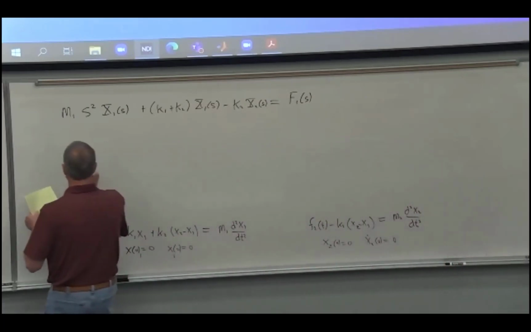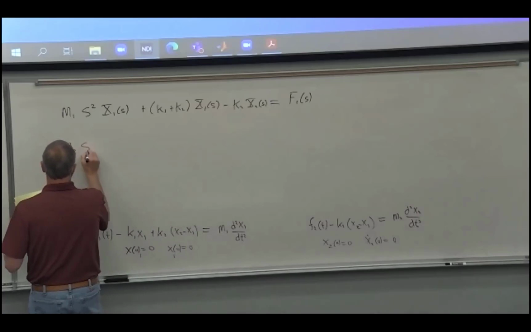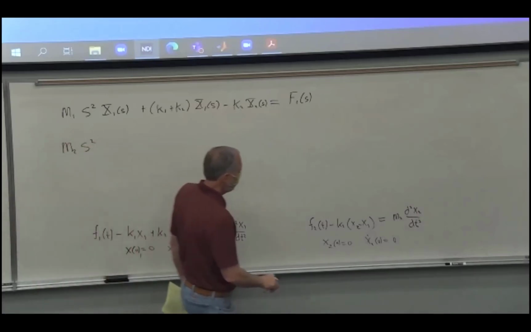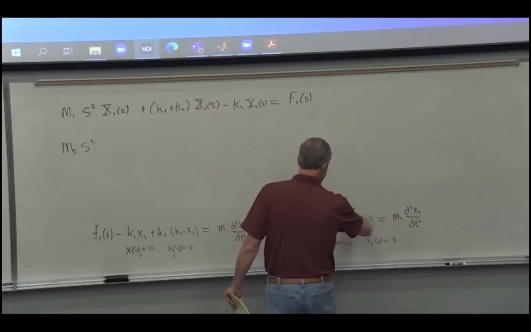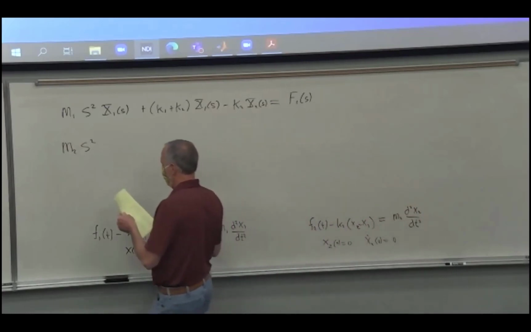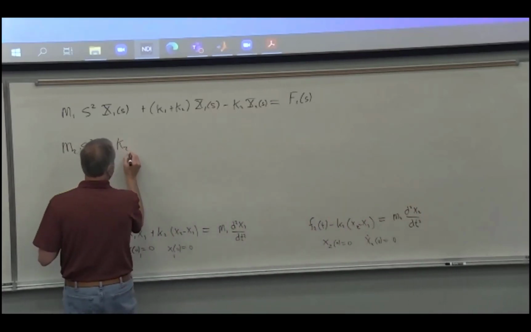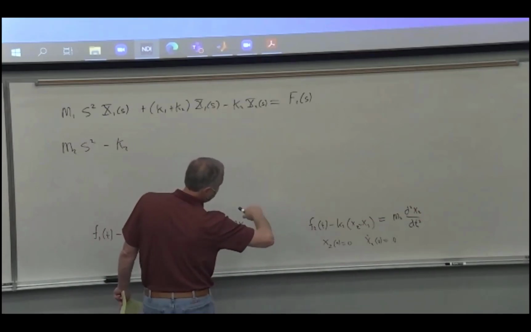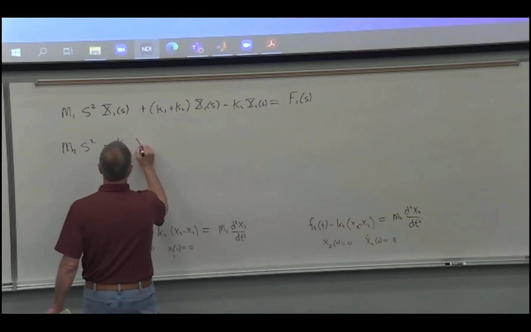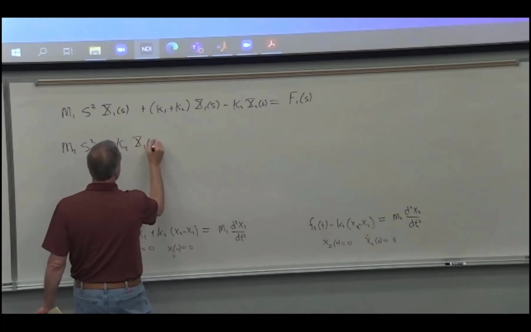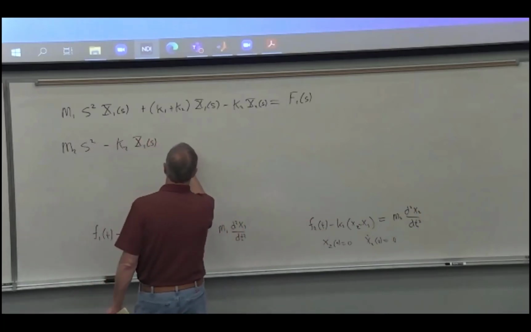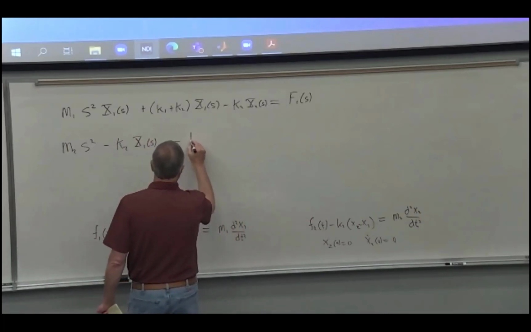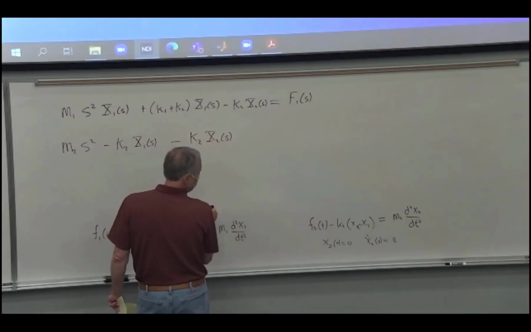And then the second equation, again, a double derivative gives me an s squared. Shove this term over to the other side. So I get a k2, minus minus plus, but shove over, so I get a k2 x1. And then I've got the x2 term, which is k2 x2 of s, and that should be a plus, right?